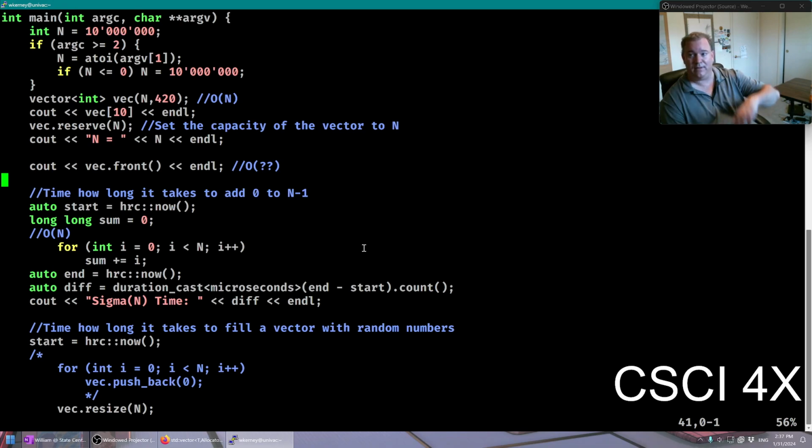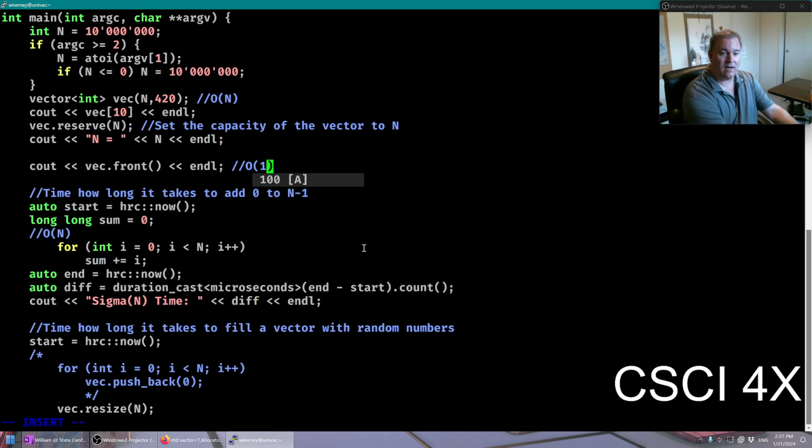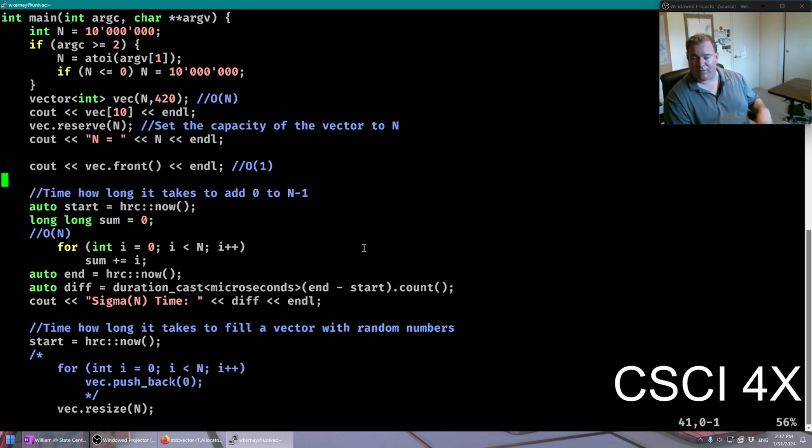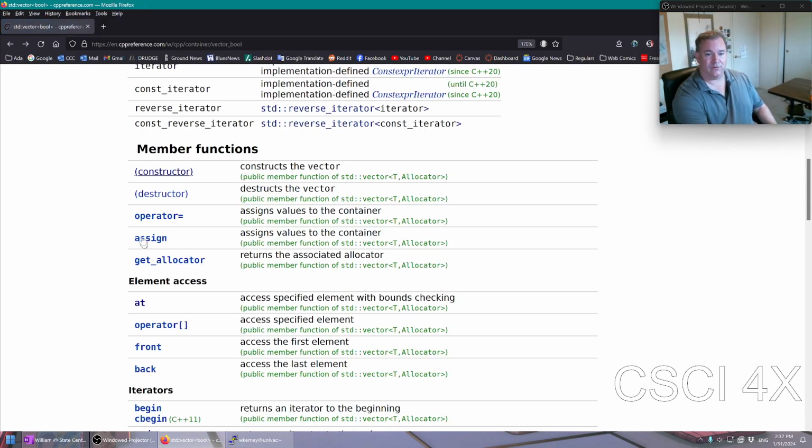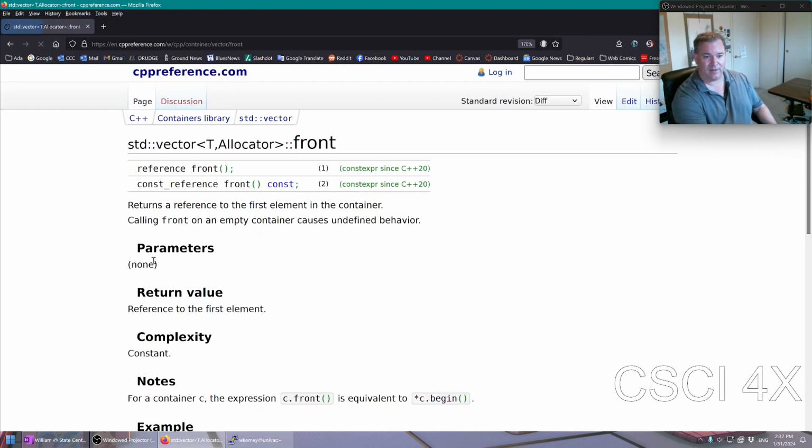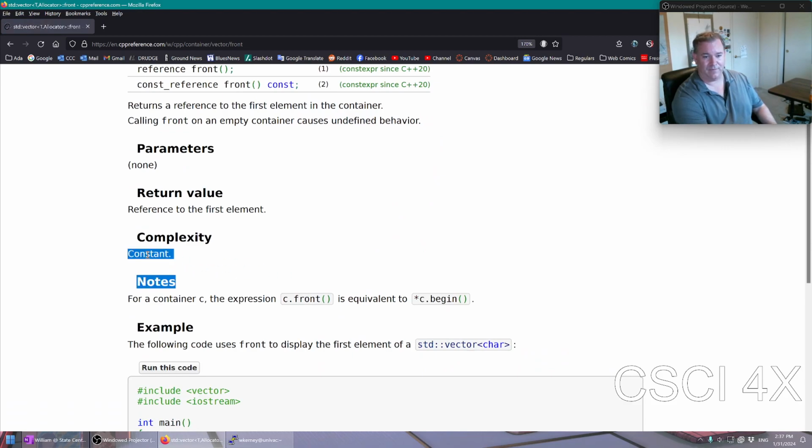Let's say that we have 10 million people in the vector, and we're just printing out the first one. What if we have a billion? Does it take any longer? No. Doesn't take any longer, right? So this is what we call an order 1 or constant running time function. If we were to come back over to vector and search for front, I'd be very surprised if it was anything other than constant. Good. Maybe there's something weird, but it is constant running time, which is order 1.